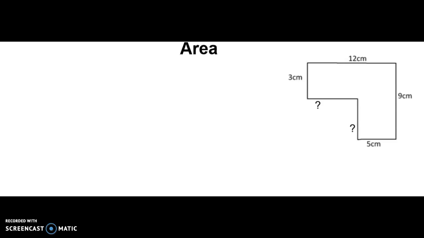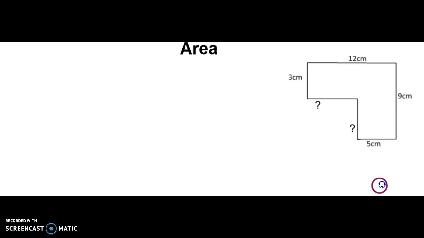Okay, so now we're going to look at how to solve and find the area of an irregular shape. So this one right here, it's not just a rectangle, it's actually an irregular hexagon. So how do we find the area of that? Well, we're going to start off just like we did on the perimeter. We're going to figure out what these question marks are.